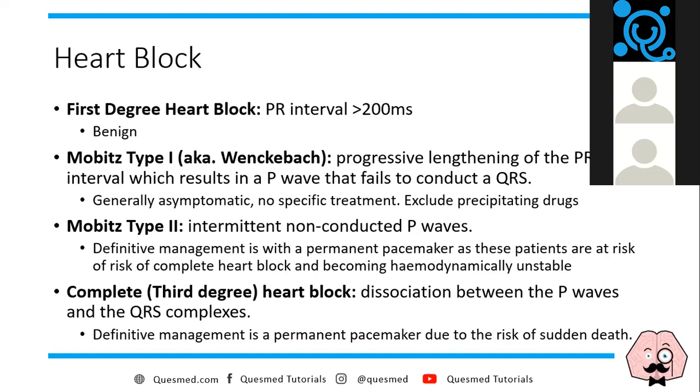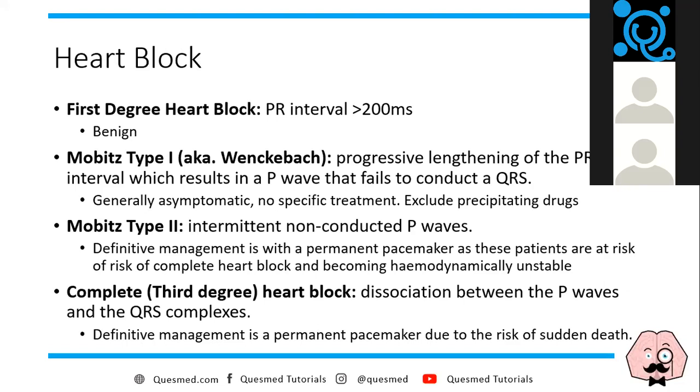Moving on to Mobitz type 1, also known as the Wenckebach phenomenon. This is a type of second degree heart block. Second degree heart block can be either Mobitz 1 or Mobitz 2. It's characterized by progressive lengthening of the PR interval, which results in a P wave that fails to conduct to the QRS, so you end up dropping a P wave. Causes can be MI, certain drugs such as beta blockers or digoxin, professional athletes, or myocarditis, but it's generally asymptomatic. It does not require any specific management, as the risk of going into complete heart block is quite low.